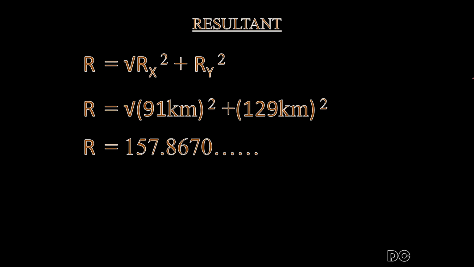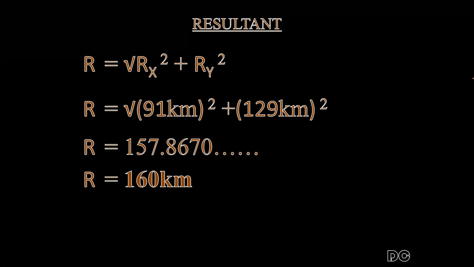Okay, so according to our given, the least number of significant figures is 2. So therefore, we round 157.86 up to 2 significant figures, and that is 1, 5, and so on. Since the next number after 5 is 7, we round up from 157, and it now becomes 160 kilometers, and that is the resultant of the three vectors.